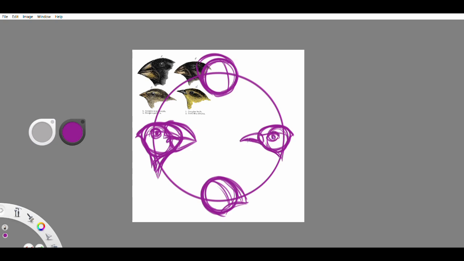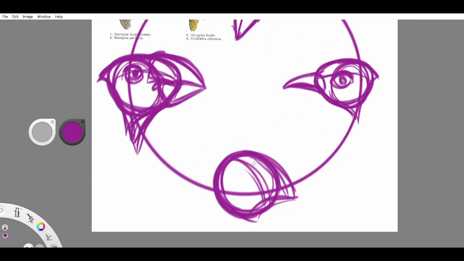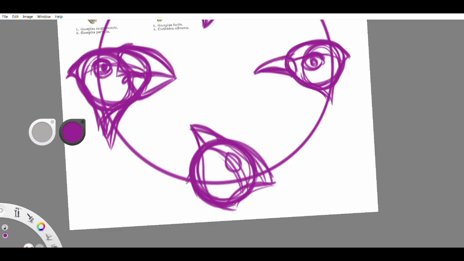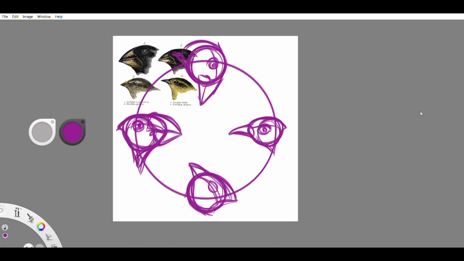Well, either name works. They are a group of birds that live on the Galapagos Islands, and Charles Darwin studied them extensively in order to show that they, well, not proved, because theories are never proven, but that they strongly supported the ideas of natural selection and evolution.